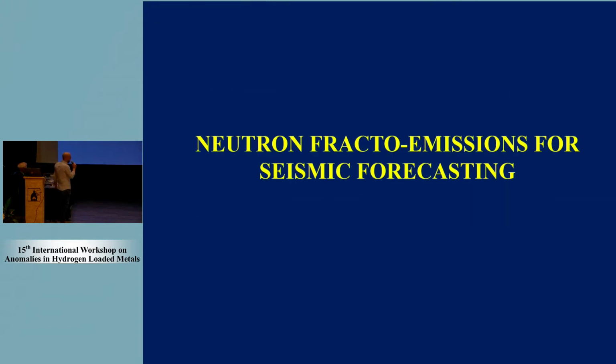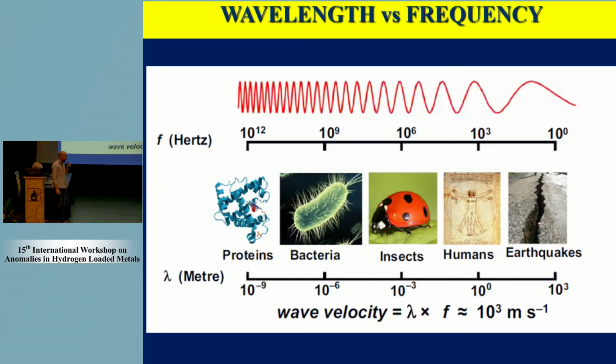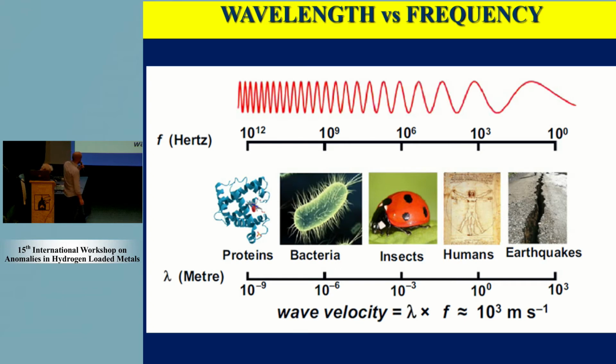So, in the last 15 years, a large amount of experimental data has been collected at the Politecnico di Torino about acoustic, electromagnetic, and neutron emissions from solid media subjected to brittle fracture. According to the theoretical model proposed by Professor Carpinteri, the brittle failures of solids produce a rapid emission of energy involving the generation of pressure waves that travel at a characteristic speed with an order of magnitude of 1,000 meters per second.